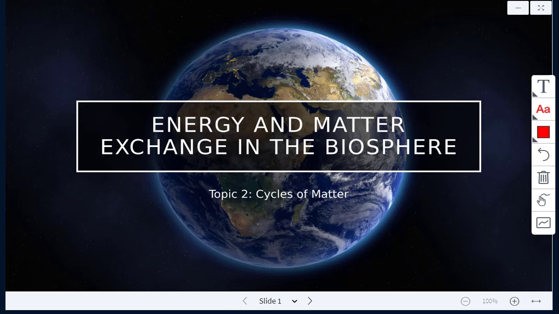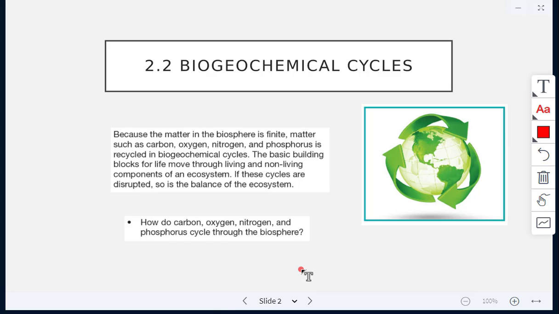All right, so today's lesson is cycles of matter, but specifically today we are looking at the carbon cycle, nitrogen cycle, the phosphorus and the sulfur cycle as well. So recall that matter on Earth is finite. So the matter we're talking about is carbon, oxygen, nitrogen, and phosphorus. Because it's finite, it's getting continuously recycled in these biogeochemical cycles. And these basic building blocks for life, they're going to move through the living and the non-living components of the ecosystem. If the cycles get disrupted, the balance of the ecosystem is also disrupted.